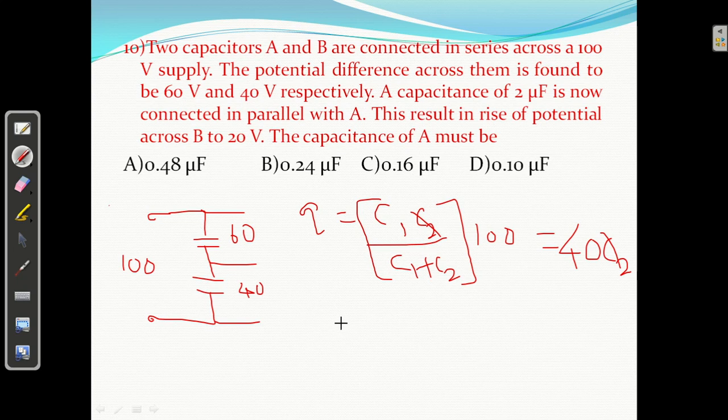A. So one more case is given here. This is C2, this is C1, clear now? A capacitor of 2 microfarad is now connected in parallel with A. This is given. How much is given? 2 microfarad is given, right?